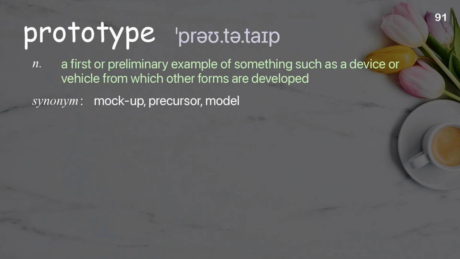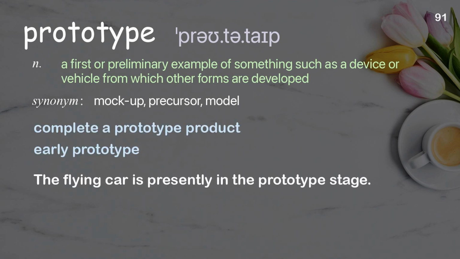Prototype: a first or preliminary example of something, such as a device or vehicle from which other forms are developed. Examples: complete a prototype product, early prototype. The flying car is presently in the prototype stage.